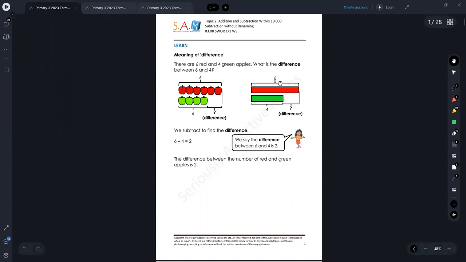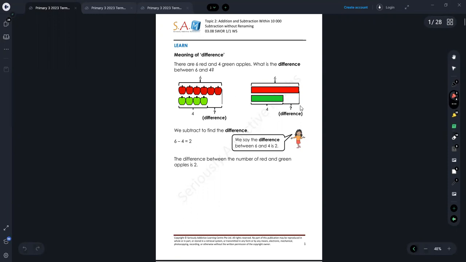So at the start of the lesson, try to bring back the meaning of sum, right? So sum is basically addition. When you say sum of 2 objects, you add them up together. For subtraction, we use the word difference. So for example, this question here, what is the difference between 6 and 4? It is really looking at the bigger number, 6 minus 4.